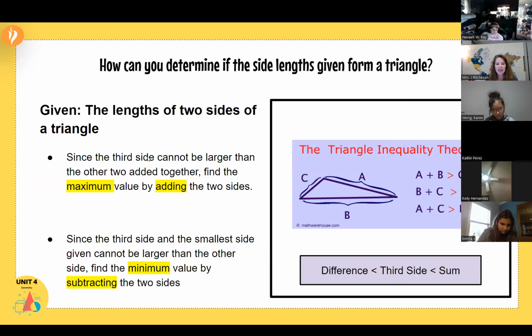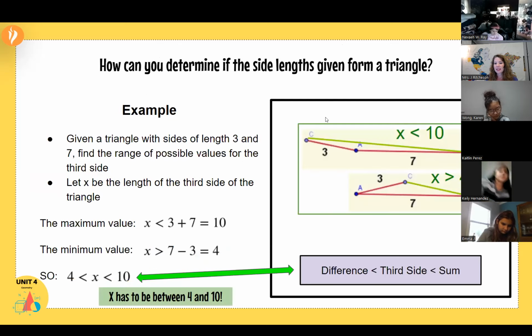All right, so this is what it says. Since the third side cannot be larger than the other two added together, you're going to find the maximum value by adding the two numbers. And it's got to be one less than that number, okay? Since the third side and the smallest side cannot be larger than the other number, you're going to find the minimum by subtracting the two numbers. So that's what you're doing.